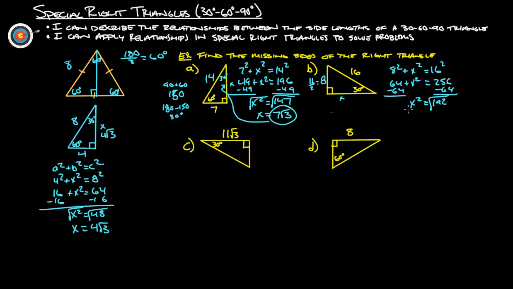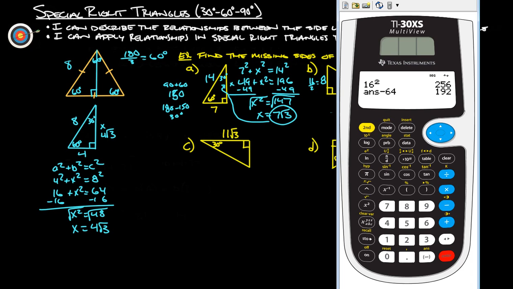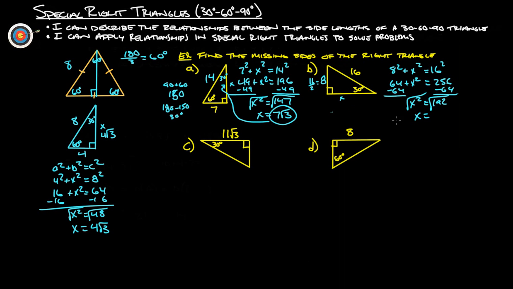192, so we square root both sides to figure out what our x is going to be. So we square root our answer, and we get 8 root 3. So this here is 8 root 3.